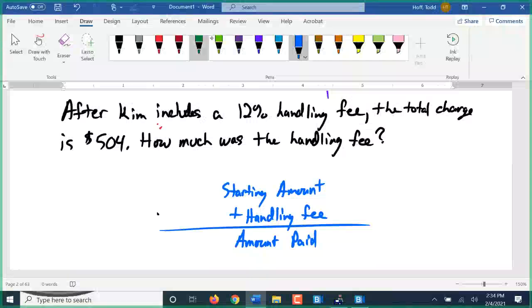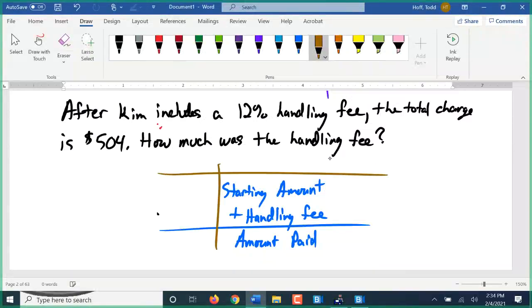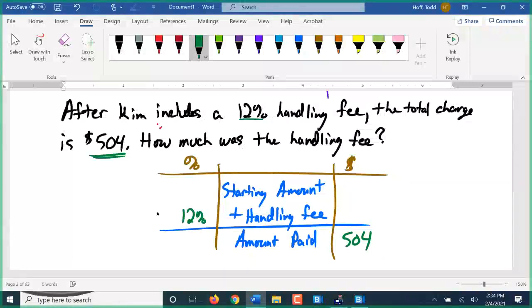Once again, each of these items is described by two numbers. We have a percent and, again, a dollar amount. The 12% is the handling fee, so that goes there. The total charge of $504 is the total amount paid. That goes on the dollar amount side for the amount paid. And once again, we know 100% is representing the starting amount. Now here, this is an increase. We add that handling fee. So 100 plus 12 means that the amount paid is 112% of that starting amount.